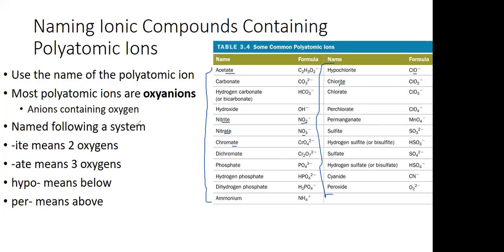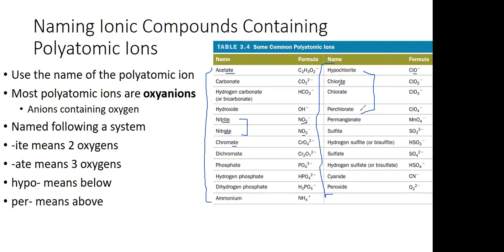Usually the ite and ate only go for if there's multiple versions. So nitrogen with oxygen, you can either have two oxygens or three oxygens. That's when the ite and ate usually comes in. Chlorine can have four different forms with oxygen. So that's why you get hypochlorite, chlorite, chlorate, perchlorate. But that's our general naming scheme for polyatomic ions. You just look them up in a table, and you find out what is the name.